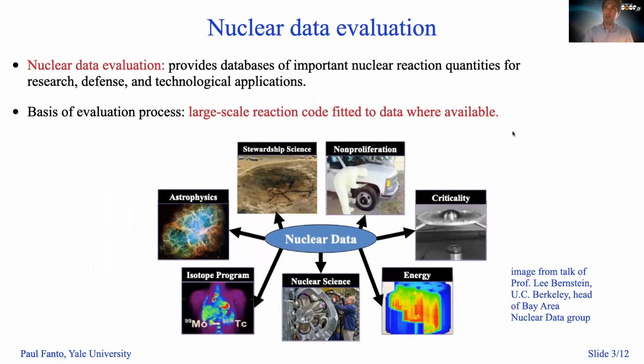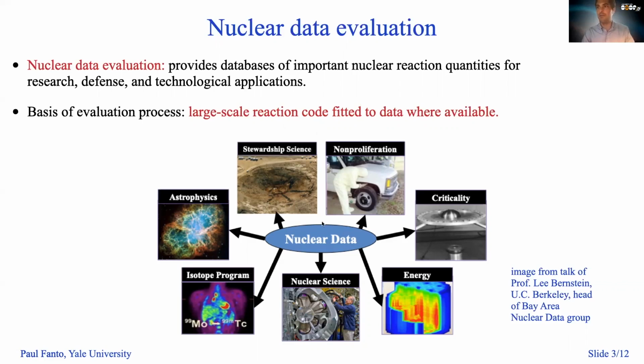Compound nucleus reactions are also important for nuclear data evaluation. The nuclear data evaluation is the process that provides databases of important nuclear reaction quantities, including reaction rates, that are used in research, defense, and technological applications. In the evaluation process, a large-scale reaction code is fitted to experimental data where this data is available, and then extrapolated to describe all the other nuclear reactions of interest.